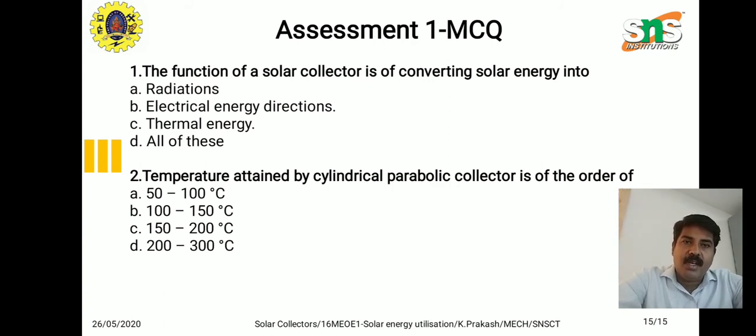For the second question, it is asked about a cylindrical parabolic reflector. First you have to make sure whether this parabolic collector is concentrating or non-concentrating. It is clear that the cylindrical parabolic collector is a concentrating collector. So the temperature, as we have discussed, is higher. The answer will be around 200 to 300 degrees Celsius. If you have any doubts in this, you can rewind the session and go through it, all the answers are available there.